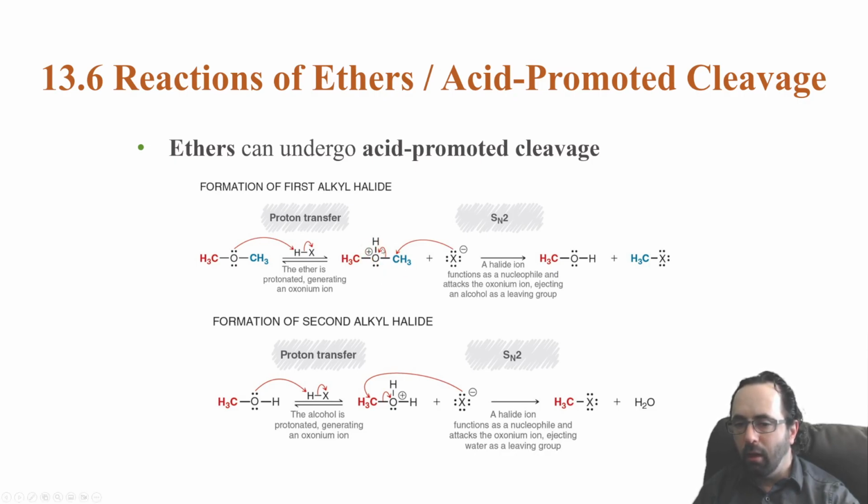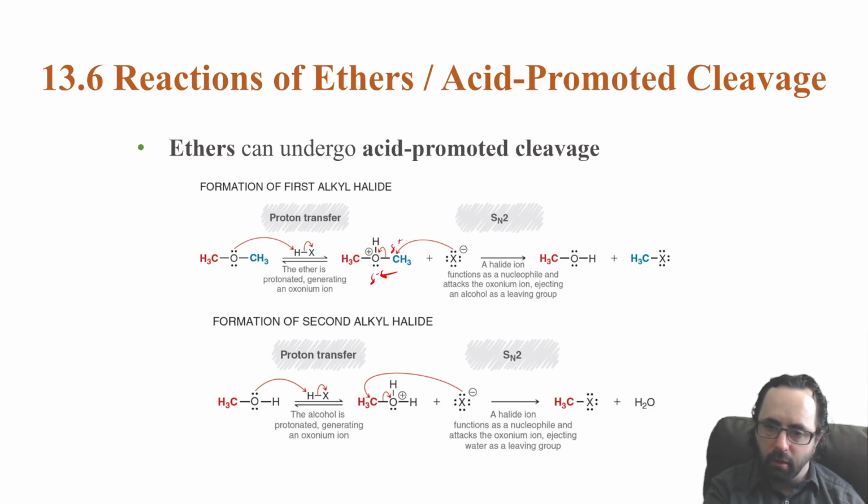We still have the halide ion, which can then do a nucleophilic attack on the carbon attached to the oxygen, because remember, oxygen's pulling electrons its way, so it's going to be partially negative by the oxygen, partially positive by this carbon. And then ultimately we get the alcohol that's left. So this alcohol on this side is this right here. And we get the alkyl halide also.